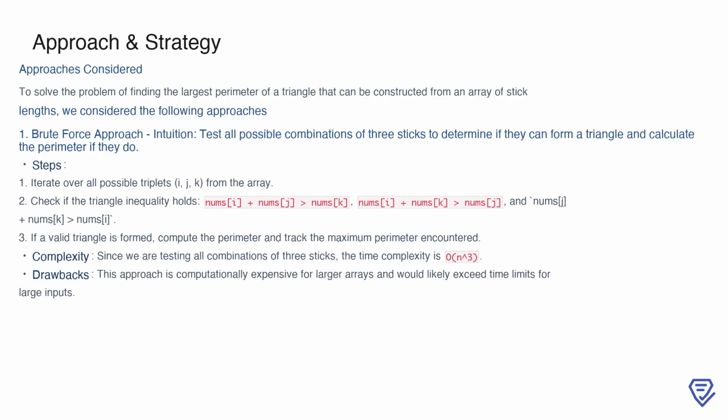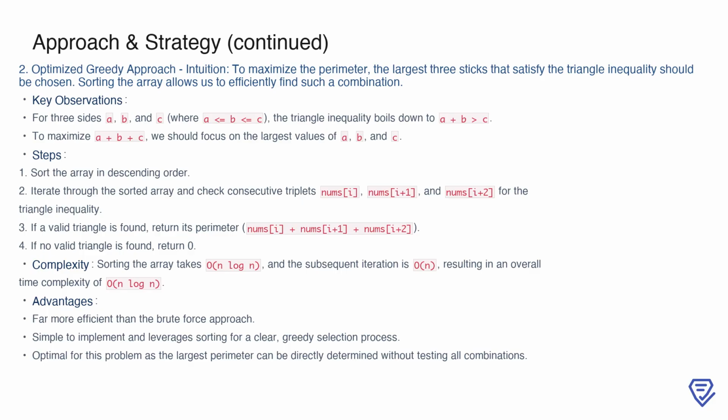the largest perimeter. However, this approach has a significant drawback. Since it involves testing all possible triplets, the time complexity is cubic, or O(n cubed), which makes it computationally impractical for larger arrays. While conceptually straightforward, this method is inefficient and would likely exceed time limits for inputs of substantial size. A more efficient solution is the optimized greedy approach. The main insight here is that, to maximize the triangle's perimeter, we should focus on the 3 largest stick lengths that satisfy the triangle inequality.